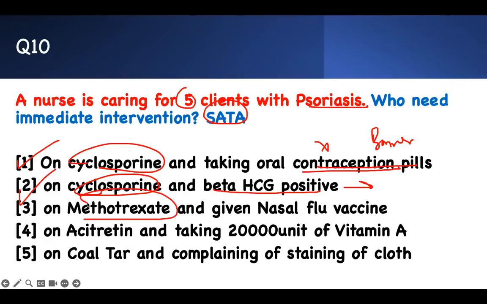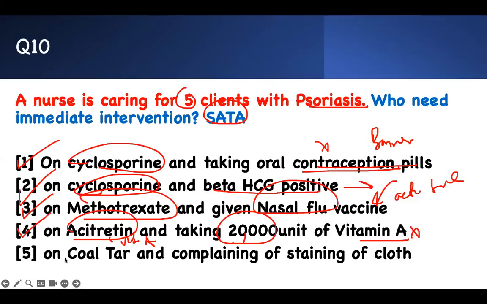On methotrexate and giving what? Nasal flu vaccine. Nasal flu vaccine is a live vaccine. You cannot get a live vaccine while on methotrexate. Acitretin is a vitamin A derivative, and taking 20,000 units of vitamin A a day is not good. You get toxicity of vitamin A. On cold towel and complaining of what? Staining of the clothes. This is normal. So 1, 2, 3, 4, add your right answer.